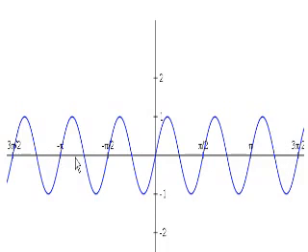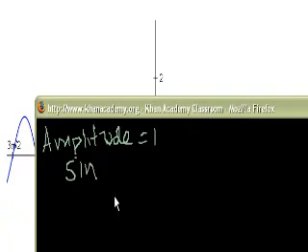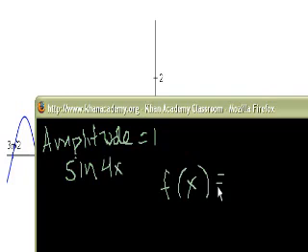Actually, this is better, right? Going from negative pi to pi. That's 2 pi radians. So we finish 1 cycle, 2 cycles, 3 cycles, 4 cycles. So then we know what the coefficient on the x term is. So we know that it's sine of 4x. So the answer here is f of x is equal to 1, because that's the amplitude, times sine of 4x.